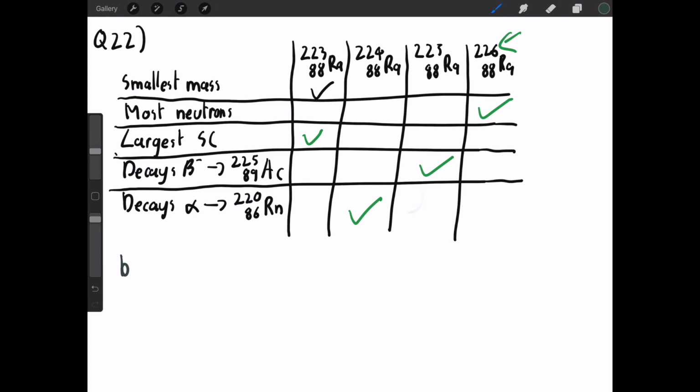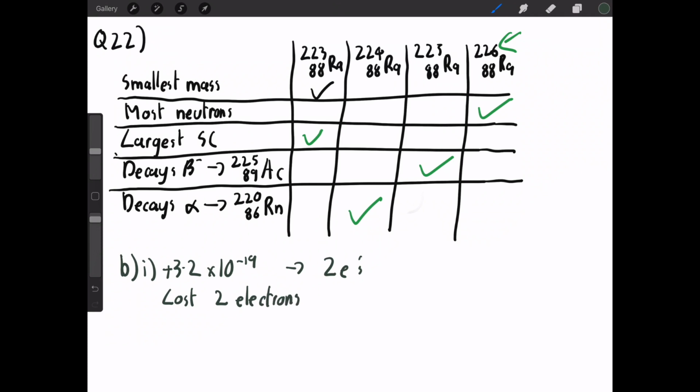Part B, part 1. An atom of one of the radium isotopes in the table is ionised so that it has a charge of 3.2 times 10 to the minus 19. Well, it should be obvious that that's actually just 2 electrons' worth of charge. Now it's plus 3.2, so it must have lost 2 electrons for this to happen.